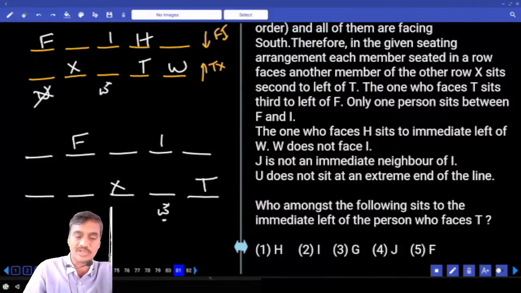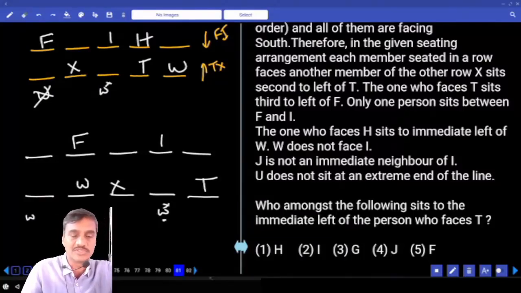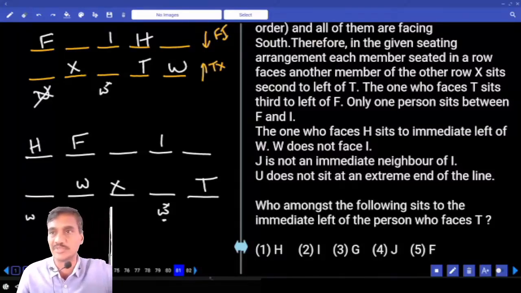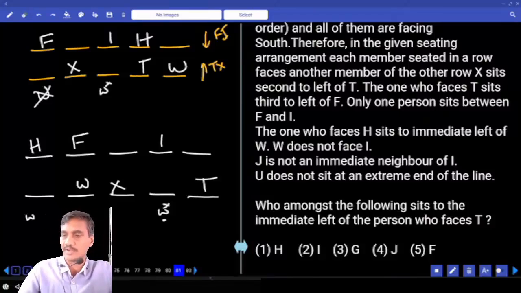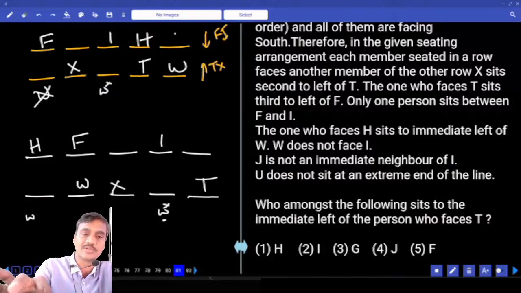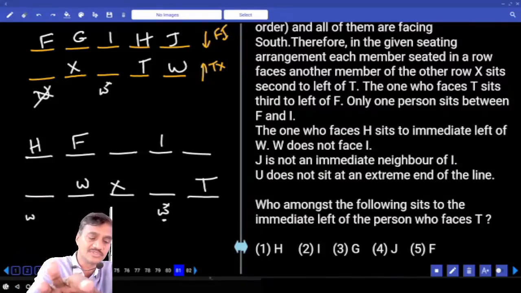And the one who W cannot be here, and W cannot be here. Can you take W at this place? If W is here, the one who is facing W is to the immediate left of H. And next one. J is not an immediate neighbor of I. J is here. F, G, H, I, J, and G is the person left over.